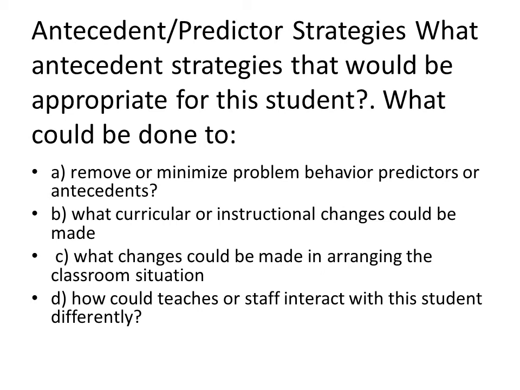And then finally, how could the teachers or staff interact differently with this student? Could you give directions differently? Could you give pre-correction or warnings? So things like a visual schedule, visual demands, using behavioral momentum. If you're a little unclear here, go back and look at the Scott chapter on antecedent interventions. He lists some great ones there, and then look at the PowerPoint as well.